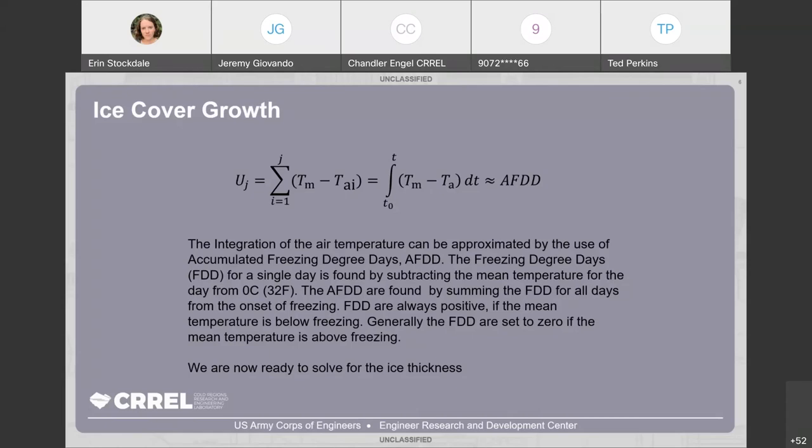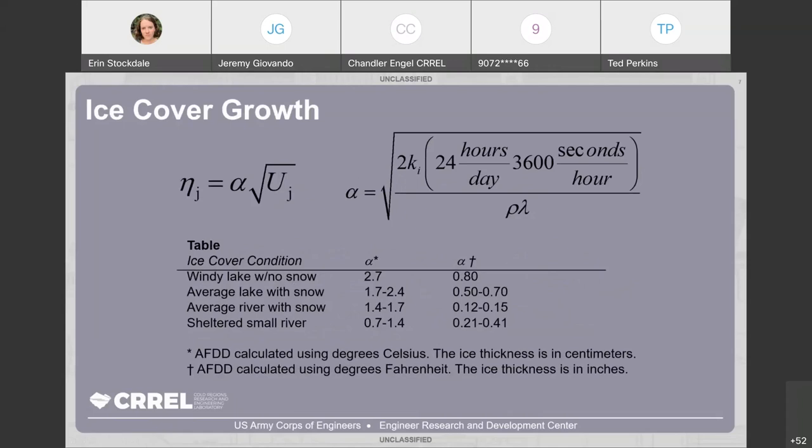The AFDDs are a daily approximation of the continuous integral. We're using U sub J to represent the solution to the ordinary differential equation, but keep in mind that this can be approximated pretty well just using AFDDs. I promise we're almost through the math here.